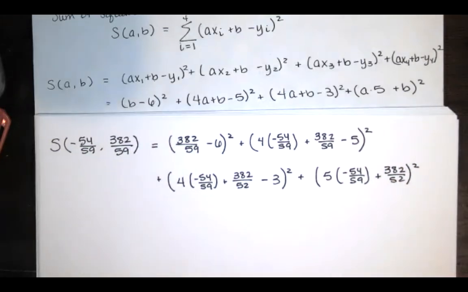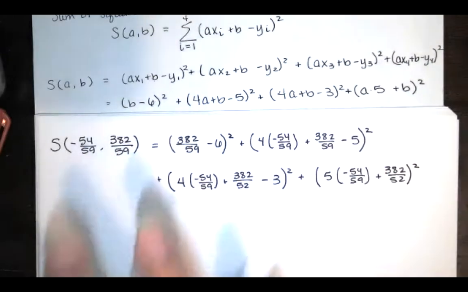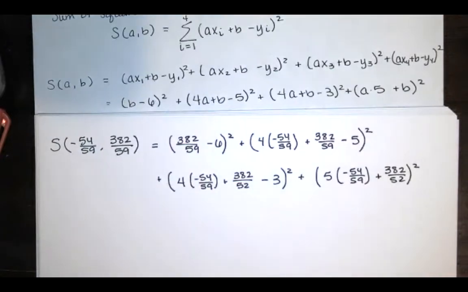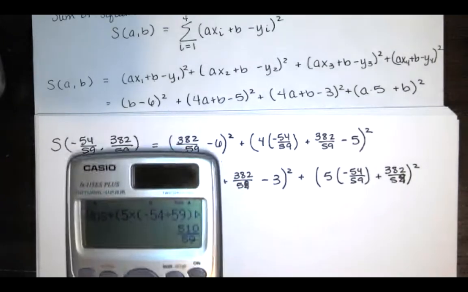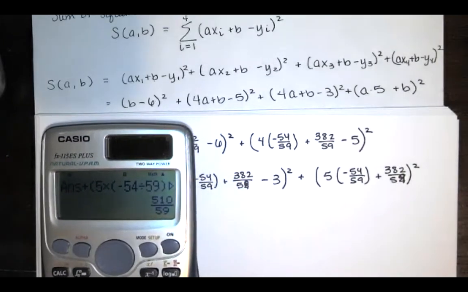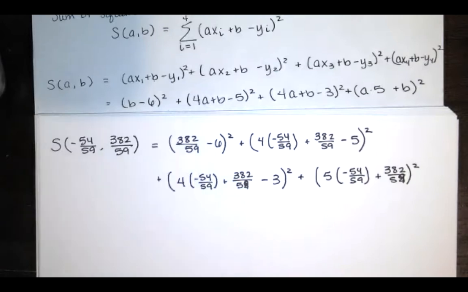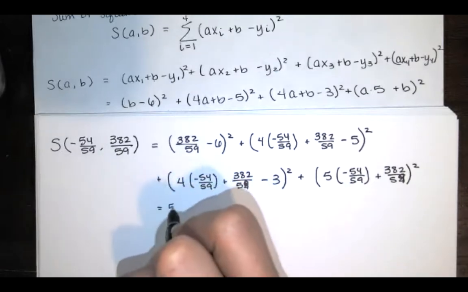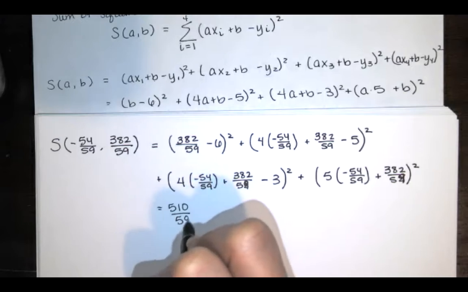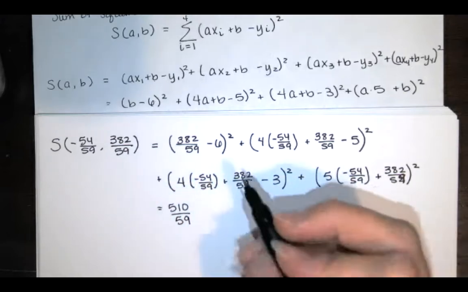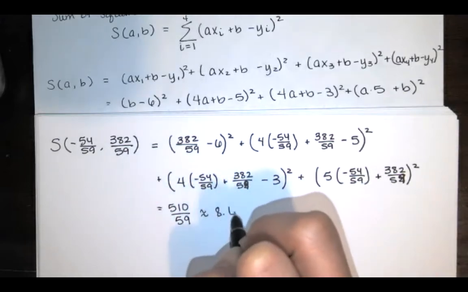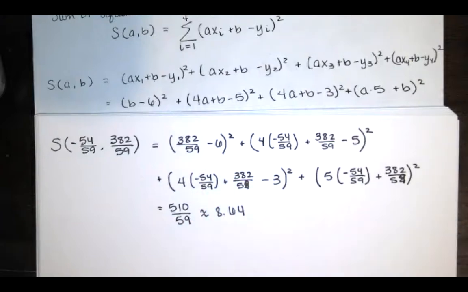It's tedious, but now you just want to enter all of those into your calculator, making sure that you didn't type anything incorrectly, and evaluate that expression. So I'm going to pause while I type into my calculator, and then I'll write down the answer. Okay, after I did all of my typing, I got 510 over 59. And just to get a decimal approximation, that's approximately 8.64 units.